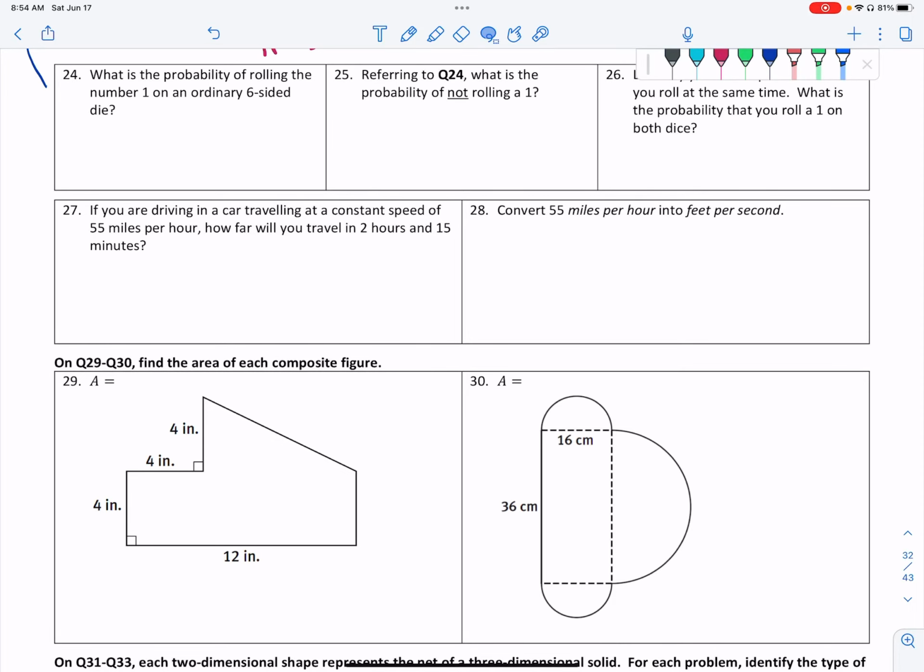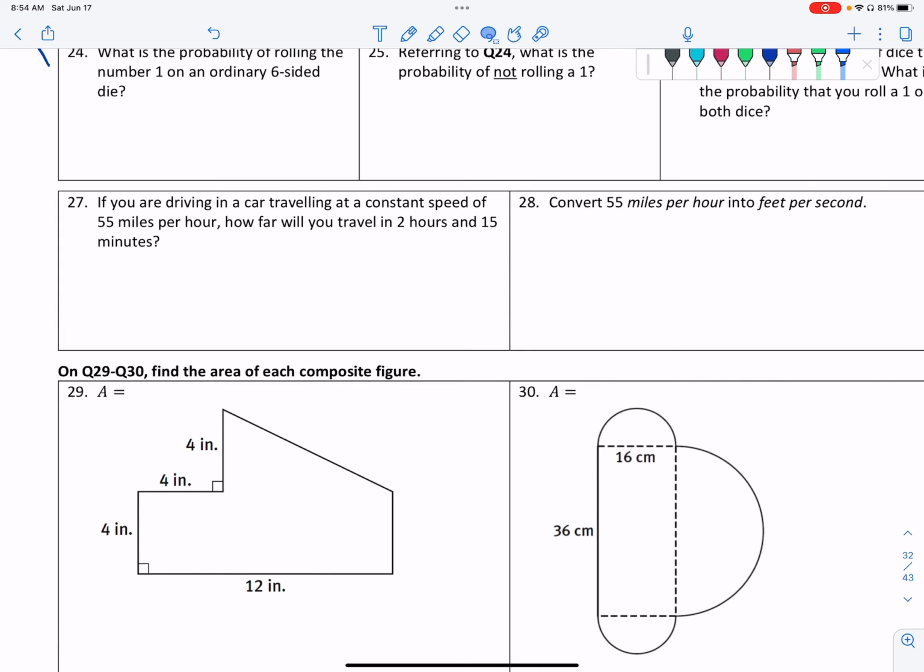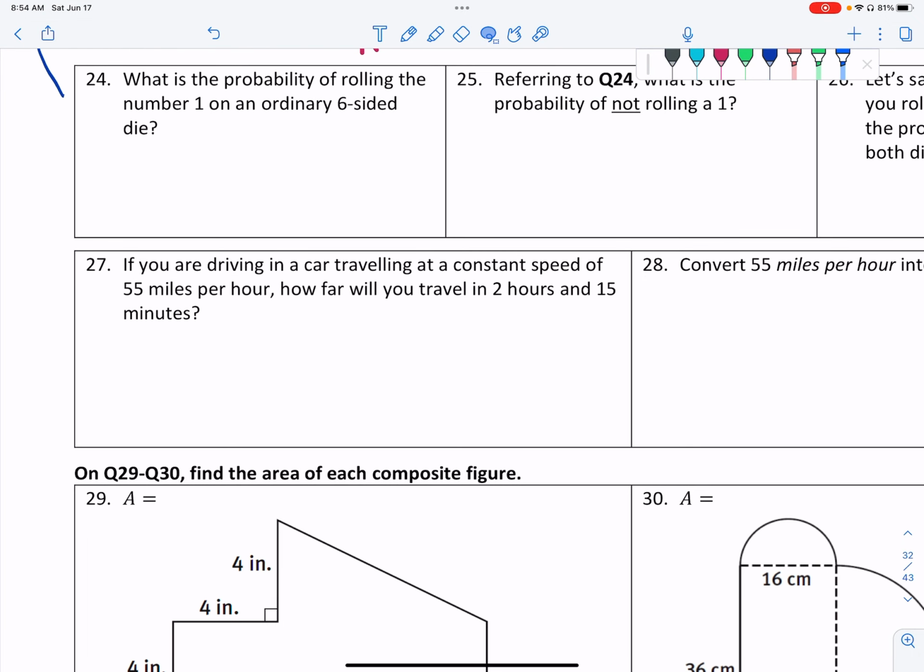So let's talk for a bit about rates of change and units. On number 27, if you're driving in a car traveling at a constant speed of 55 miles per hour, how far will you travel in 2 hours and 15 minutes? Nothing too terribly tricky here, but what I want to point out and talk about here is the speed, the 55 miles per hour, which we call a rate of change.